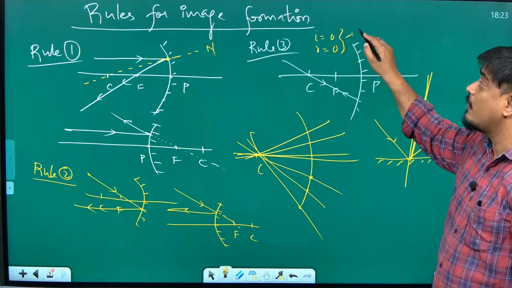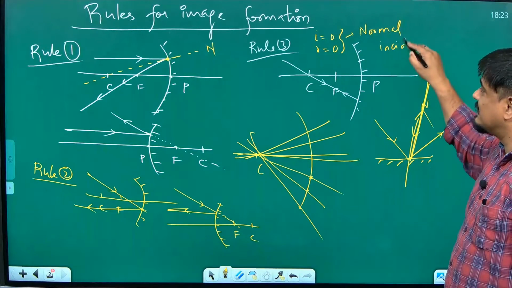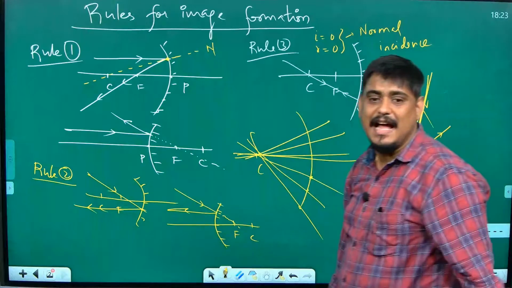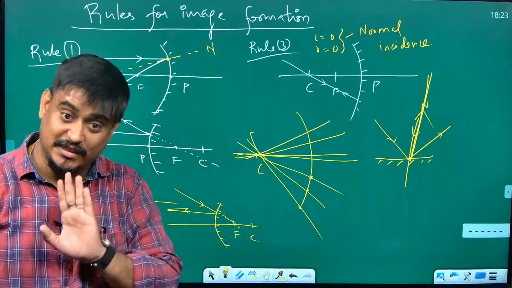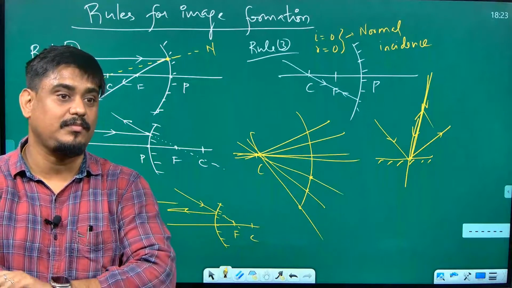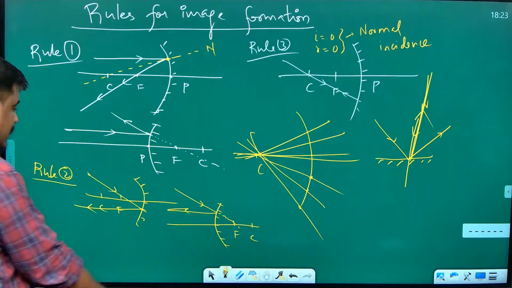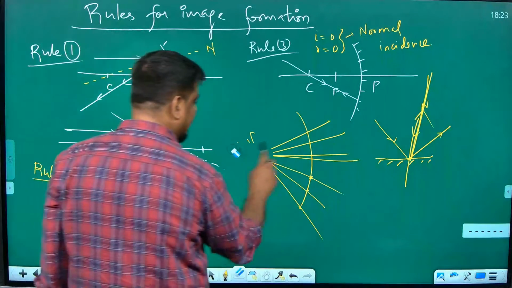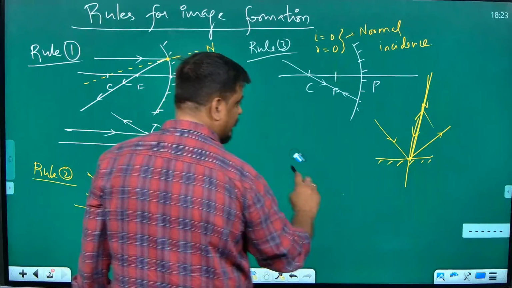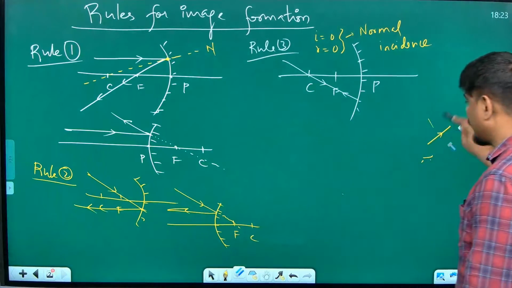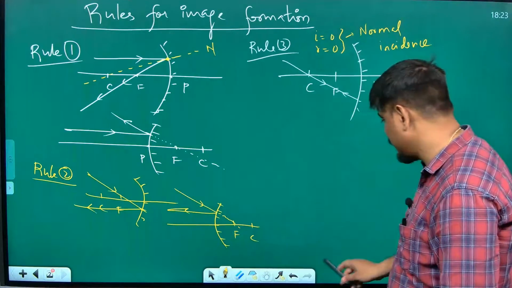This is called normal incidence. It has a name, it is called normal incidence. Normal incidence means angle I is 0, angle R is 0. These are conceptual things, understand them now itself. Okay? This is the third rule of image formation. The third rule says that if you have any ray which is passing through the center of curvature, you may ask what about the case of a convex mirror? Let us learn the convex mirror also, what is there in that.